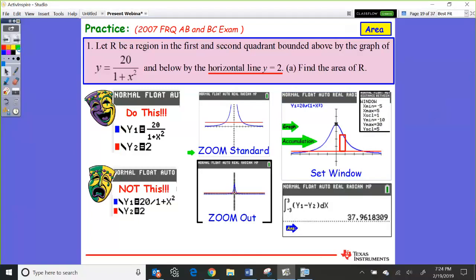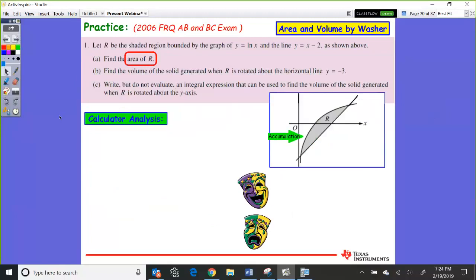Check out this particular one. Now this was a 2006 problem, and they already gave them the graph. So they had to be able to find it. And there were 3 parts. They wanted area, and then they wanted volume rotating around a horizontal line, and volume rotating around the y-axis. So let's talk area. They needed that rectangle, top minus bottom.